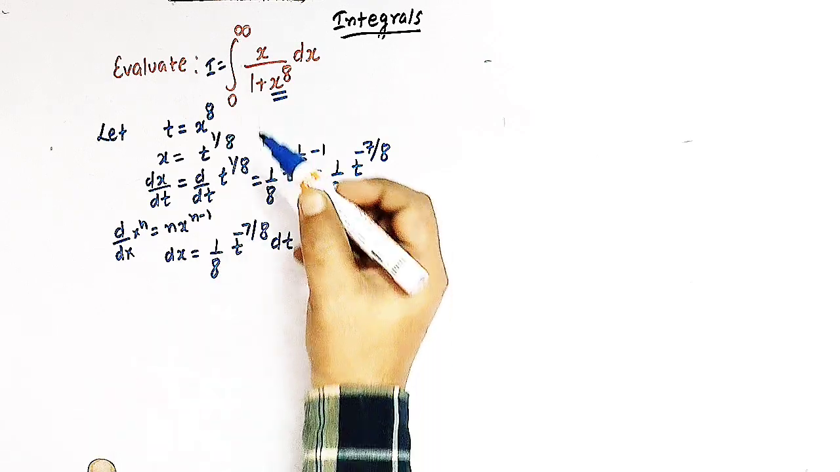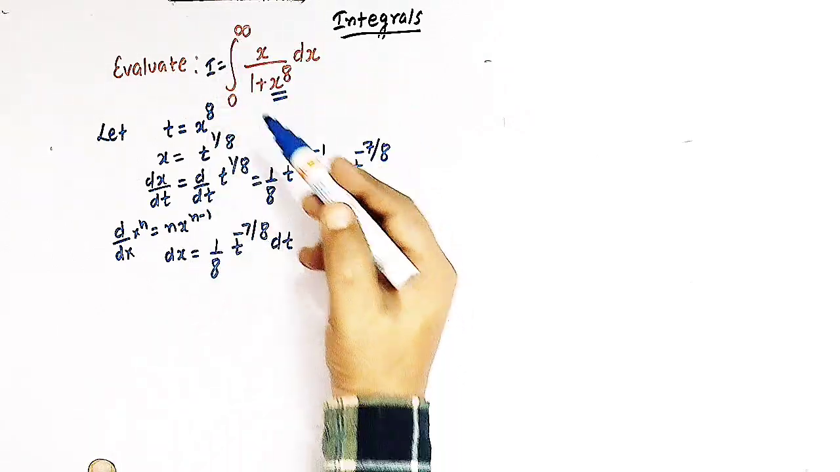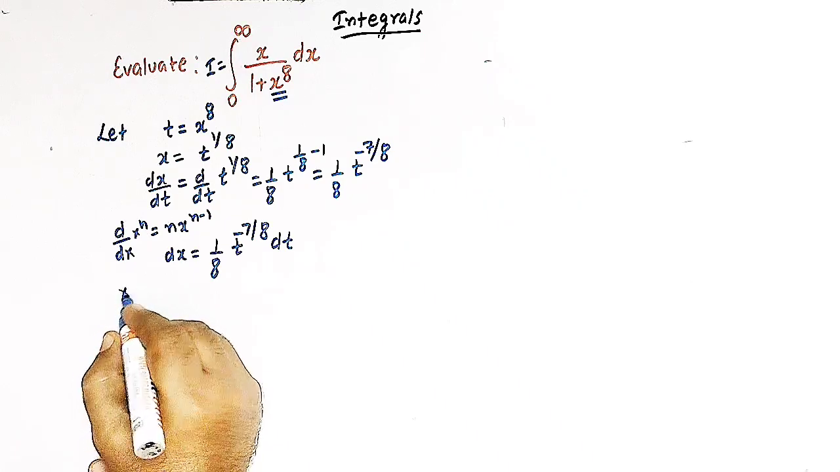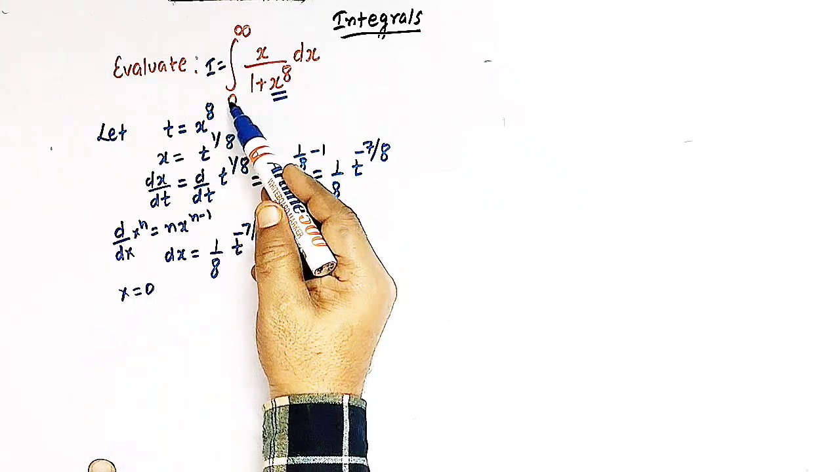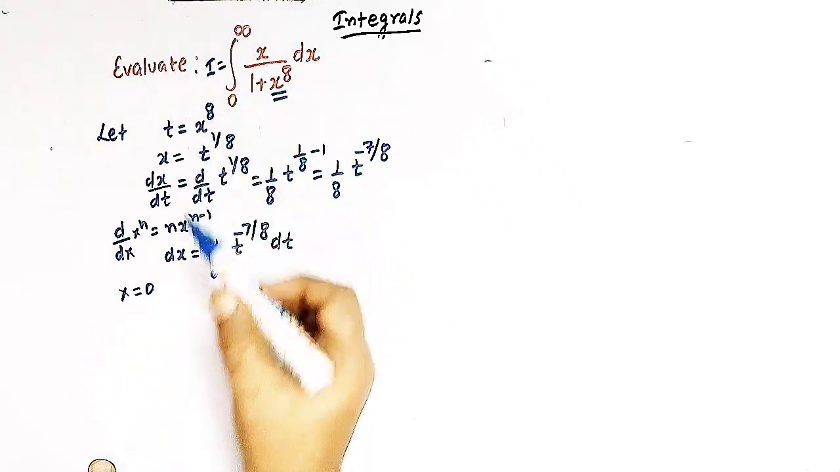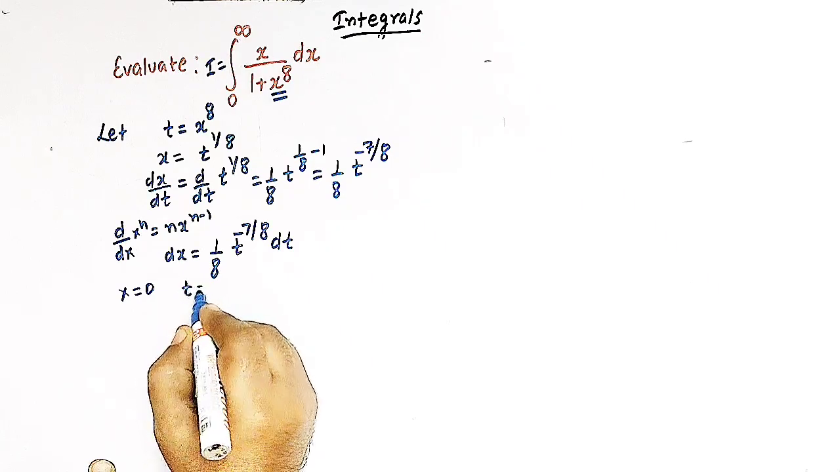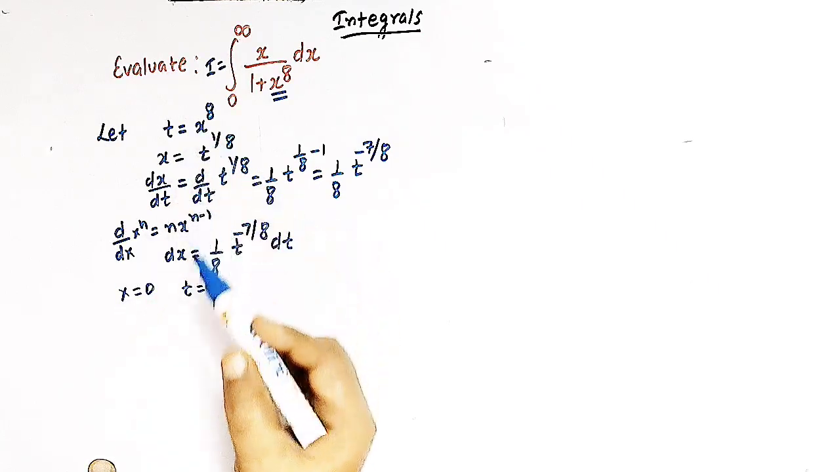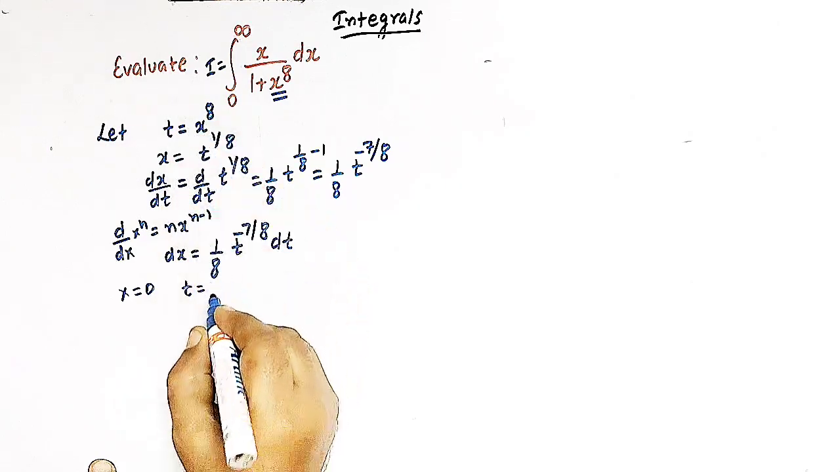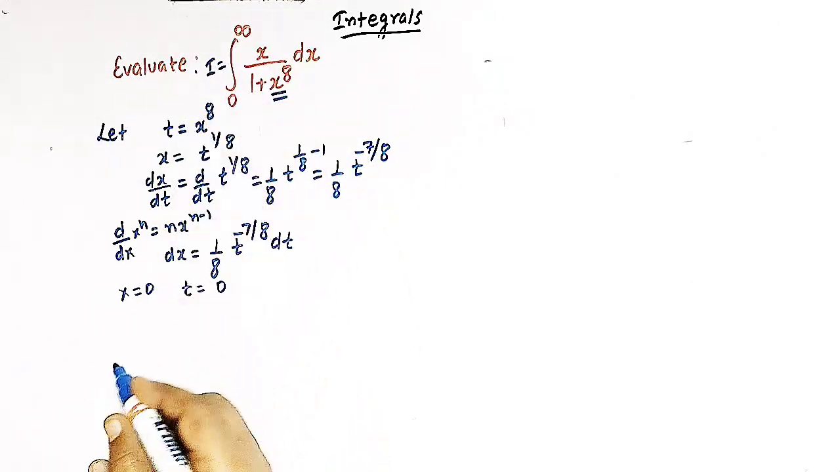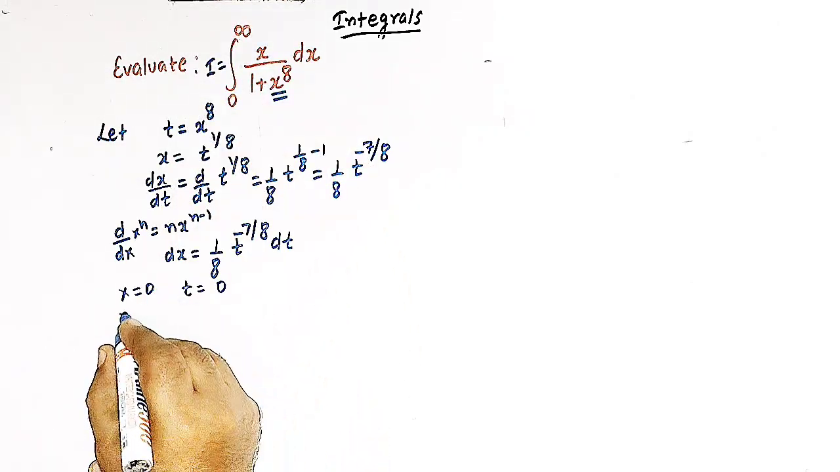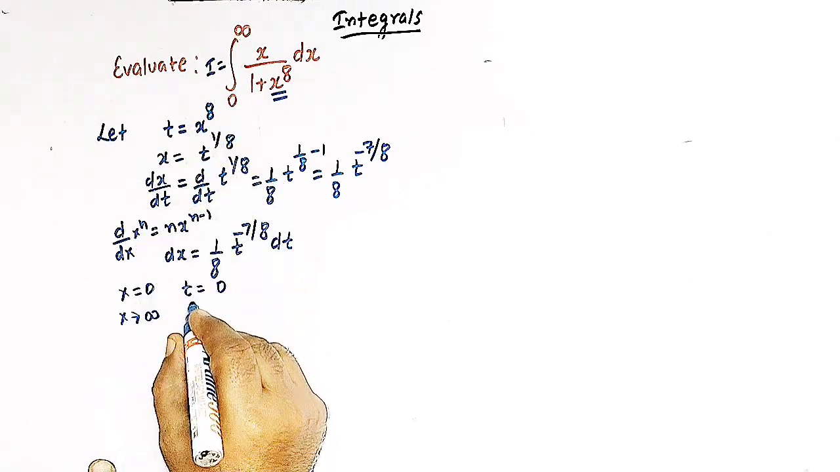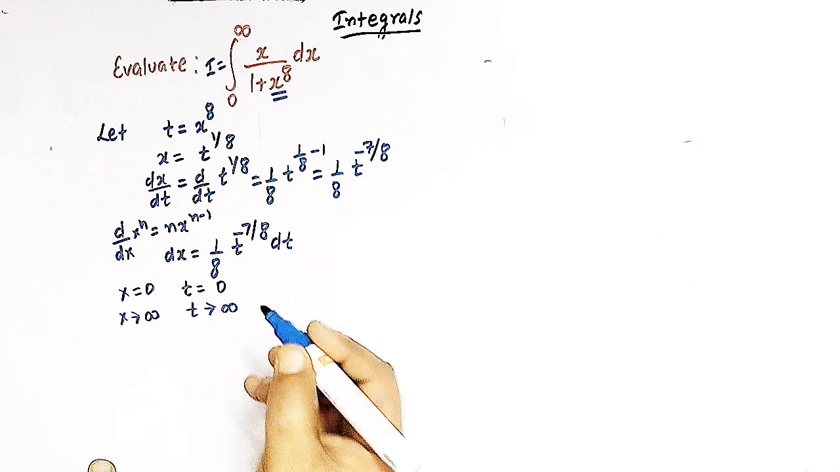So now here the limits of integration are 0 to infinity. So when x is equal to 0, that is the lower limit, then the value of t can be obtained by taking x is equal to 0 over here. So 0 raised to 8 is 0, and the upper limit is infinity. So when x tends to infinity, then obviously t also tends to infinity.